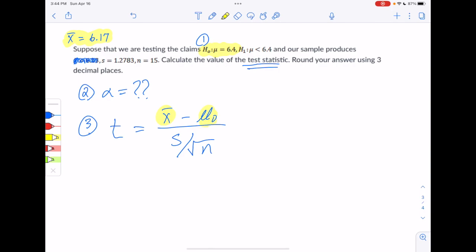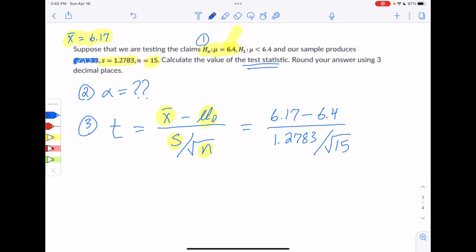In terms of pieces, we need x bar right here. We need the claimed mean right there in H0. We need S given to us, and we need the sample size given to us. So all the pieces we need are given, so we can just jump right in and start calculating. X bar would be 6.17 minus the claimed mean, which comes from H0, so that would be the 6.4, divided by S, which is 1.2783, divided by the square root of the sample size, which is 15. So that's what we need, and we'll go to the calculator and get that.